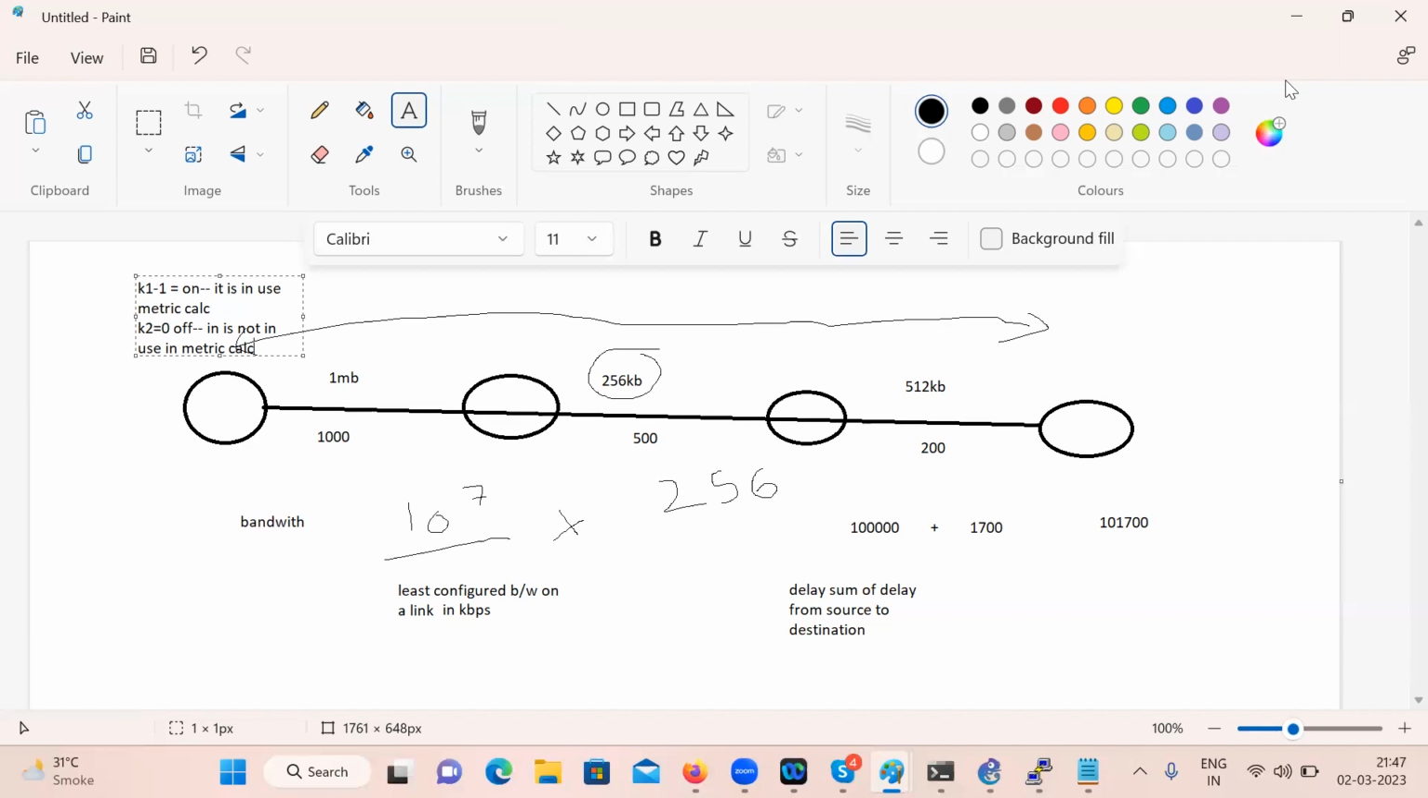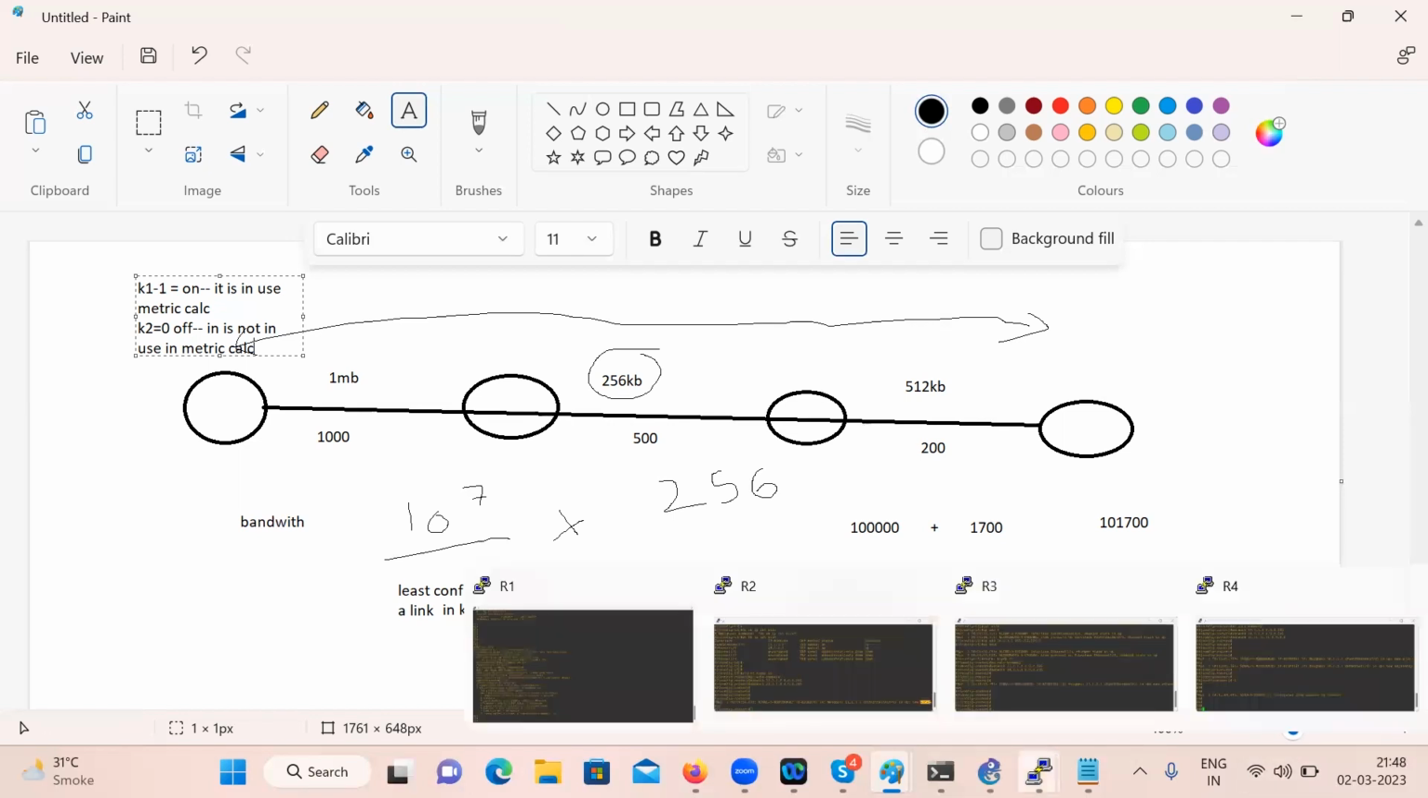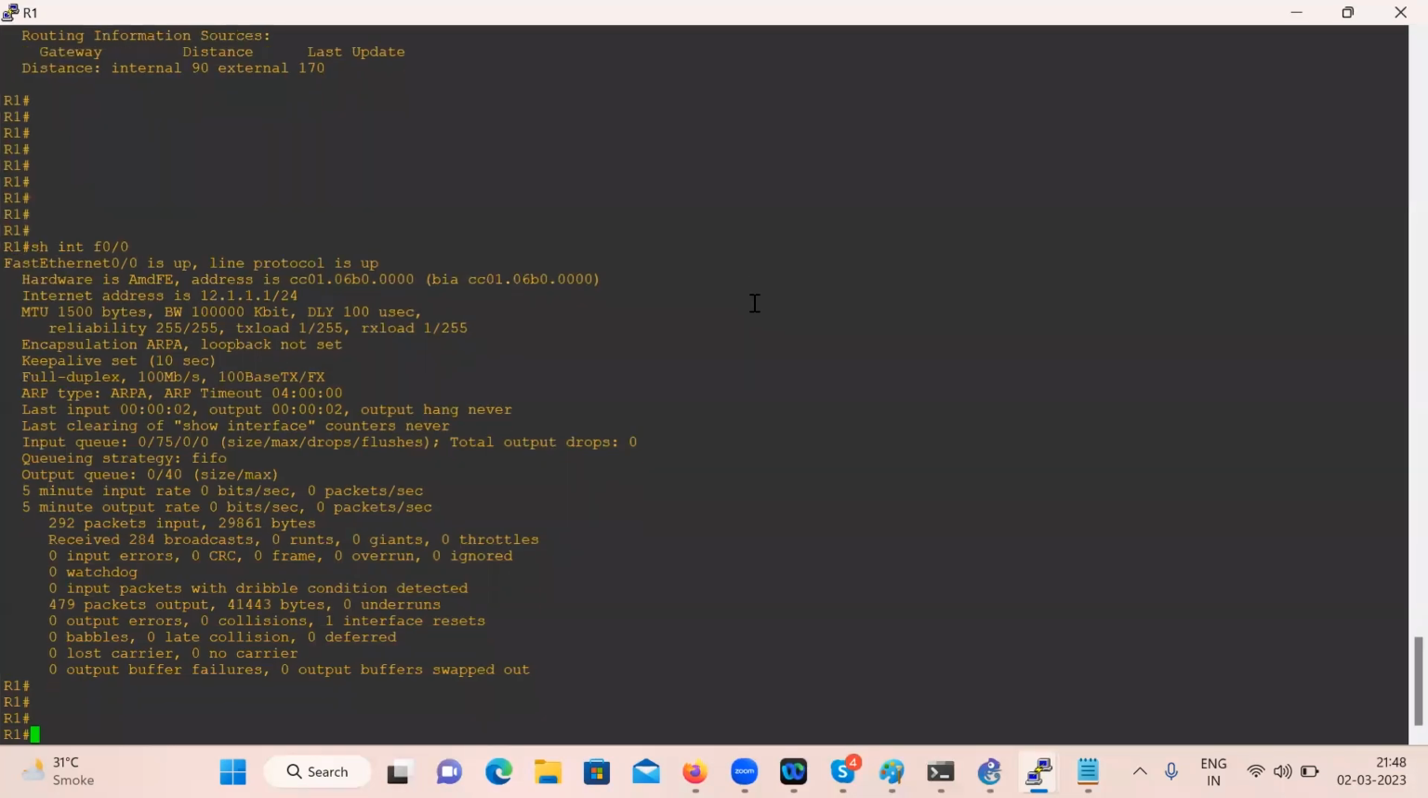Sir, is it true that while we ignore the wildcard mask, it will take the default subnet mask? No. If you give a no auto-summary command, then they won't. Okay, you want to see? I could not understand the no auto-summary thing actually.